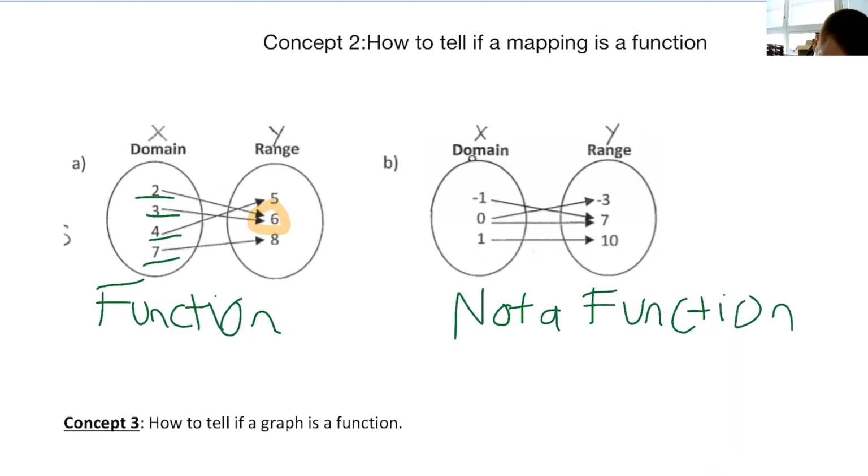But if you notice, you should see this 0. See how this 0 goes to -3 and it goes to 7? That's a problem. It's like if you're pressing a button, it does -3 one time. You press this button, it does 7 one time. Like that's not okay. That's not a good thing. If you're pushing a button, it starts doing different things. That's not a functional machine.